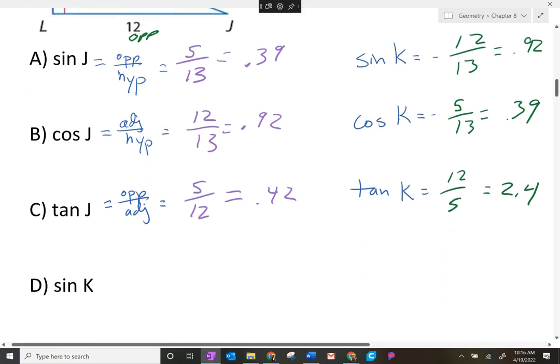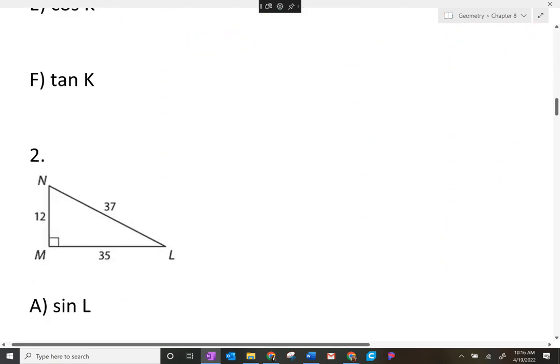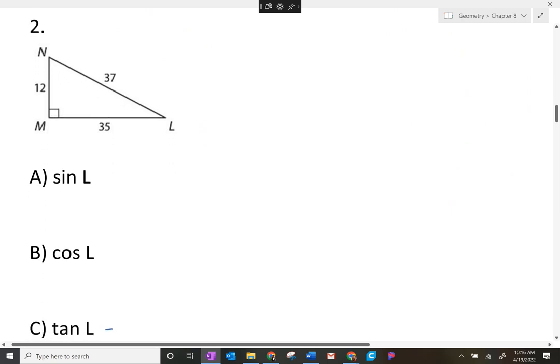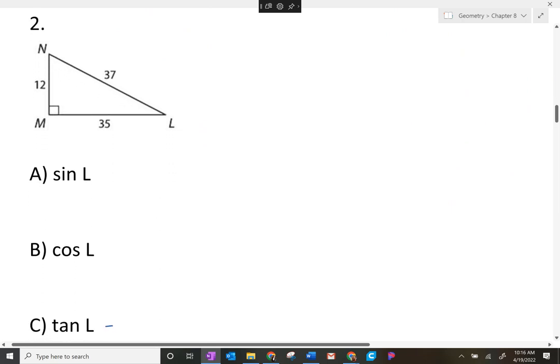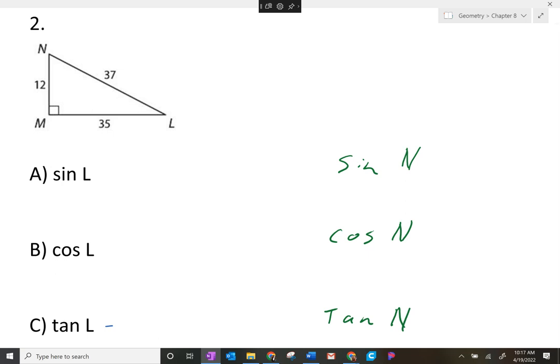I want you to try this one. Those are the three that we already did. I want you to do sine, cosine, tangent of L, and then sine, cosine, and tangent of N. And I'm going to turn the lights on a little bit so that if you have a solar power calculator, it can work. I'll give you 2 minutes, I guess. And I'll go over the answers.